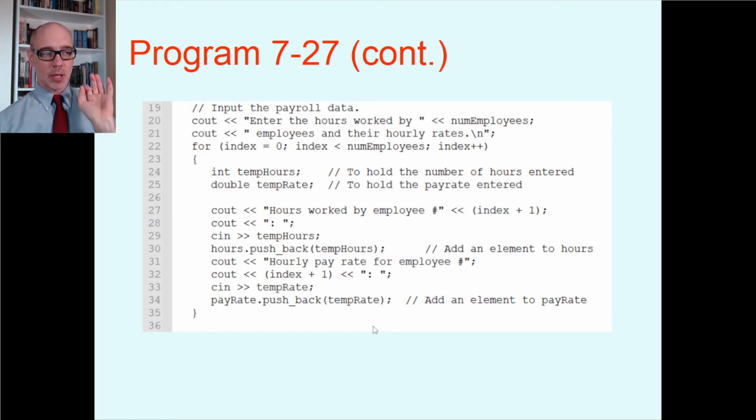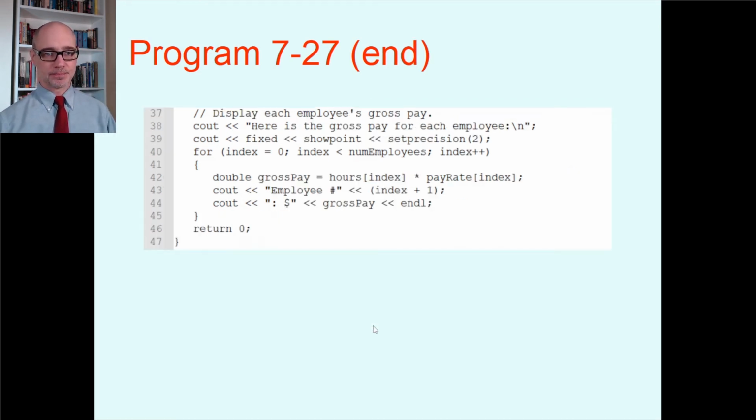Now, that's just the input loop, of course. So now we should go see a processing and output loop on the next slide. We're going to display each employee's gross pay. So here's the gross pay for each employee. You're going to print out money, so set precision to 2. Here's another for loop, counting from 0 to num employees, however many there are. And on line 42, see what's happening here? We're accessing the information that we stored using square brackets, just like an array.